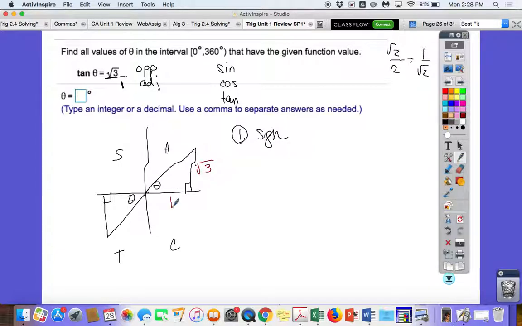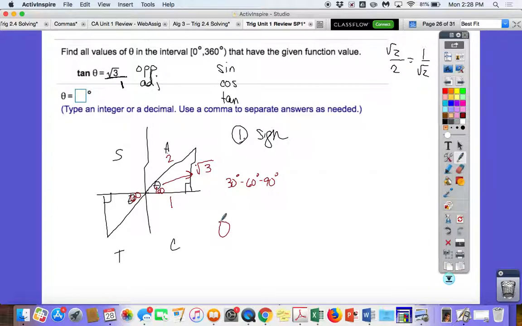Well, that should ring a bell that the other side has to be 2. So this has to be a 30, 60, 90 triangle. The question is, which one is this? Is this a 30 or is this a 60? So hopefully it's stuck in your brain by now that opposite the square root of 3 is always 60. So that's a 60-degree reference angle in both quadrants.